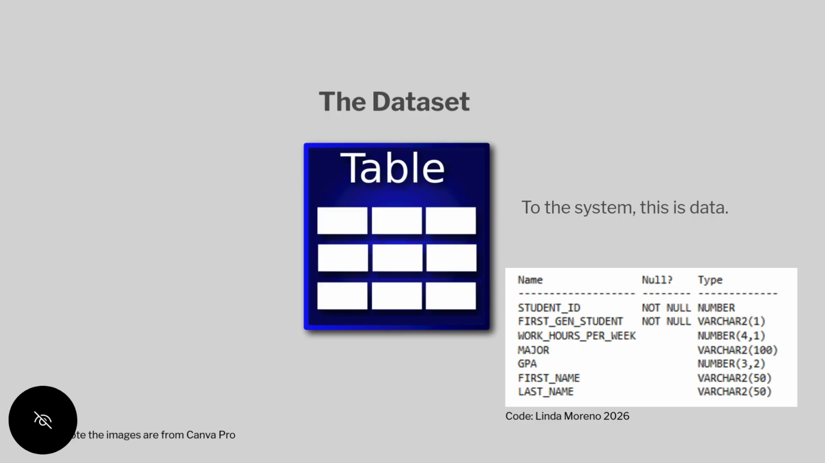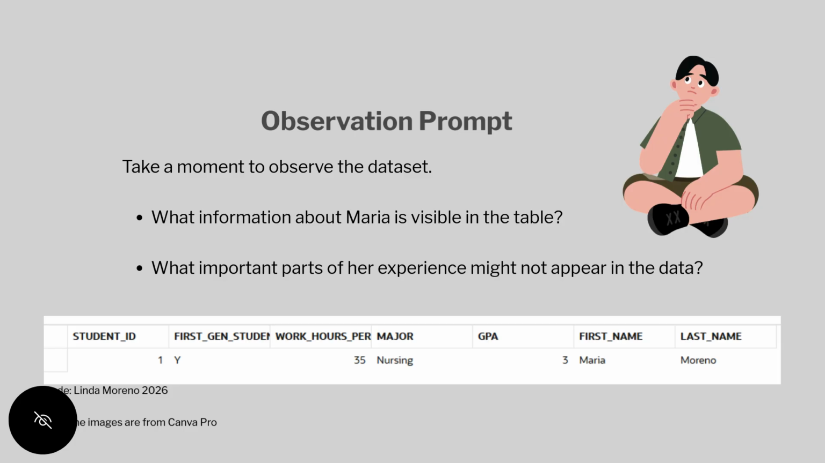Databases organize information into tables, made up of rows and columns. Each row represents a record and each column stores information about that record. And so this is the information we're going to get about Maria. Okay, so let's observe. Before we analyze the data, we take a moment to observe the data set. What information about Maria appears here in this data set? And what parts of her experience might not appear in the data?